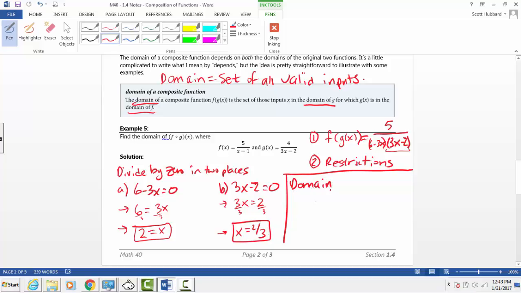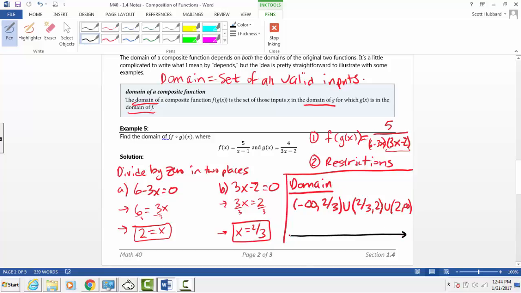Now it's really easy to say in English. Our domain is going to be, x can be anything except 2 and 2/3. But we can't write that because math people don't like to write a lot of words. So we use the notation that we learned in 1.2, which is that if I want to say it can be all numbers except 2 and 2/3, the way I write it is negative infinity up to the first number, which is 2/3. I want to union it with the interval between these two, 2/3 and 2, and then union it again with 2 to infinity.